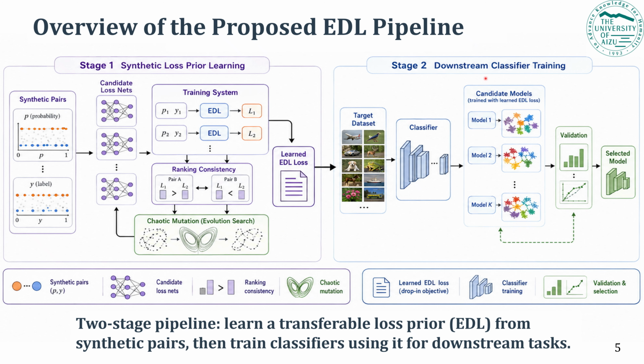In stage 2, we use this learned loss to train real classifiers. The classifier architecture doesn't change. EDL is simply used as the training objective.